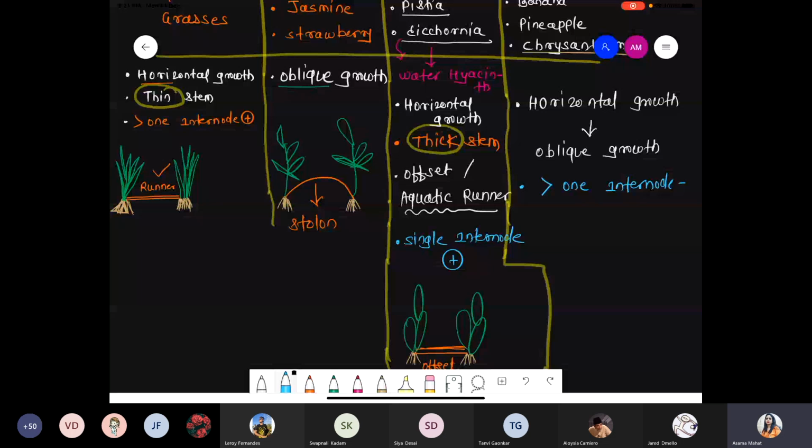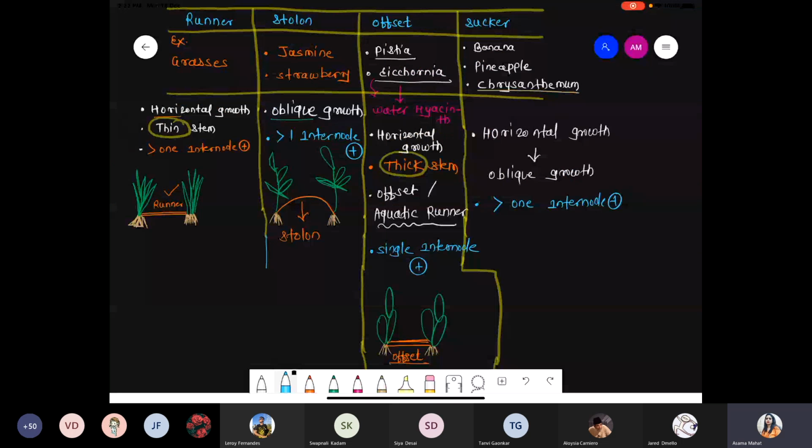So quickly we are taking the diagrammatic representation. Suppose these are parts of this stem. From the lower part of this stem there is some growth. First of all, there is horizontal growth. Now there is a formation of the oblique growth pattern, and after the oblique growth pattern, they can form a new plantlet like this.